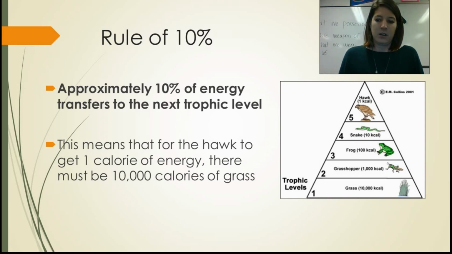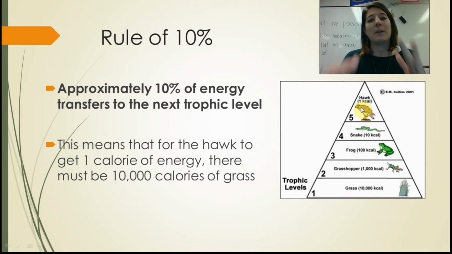It's not perfect. So what's important to realize is that the reason why we have such a small amount of top predators in ecosystems, think about your top predators, your lions, your sharks, your tigers, bears, things that are at the top of their trophic pyramid, there aren't as many of them as there are the herbivores and the producers, because they lose so much energy by the time it gets to the top of the trophic pyramid.